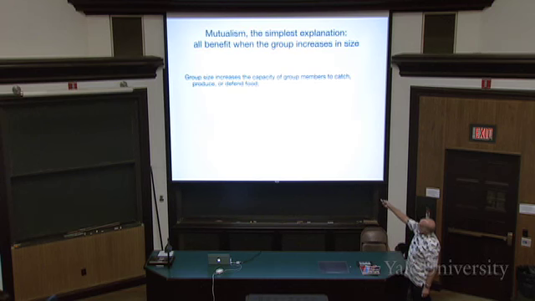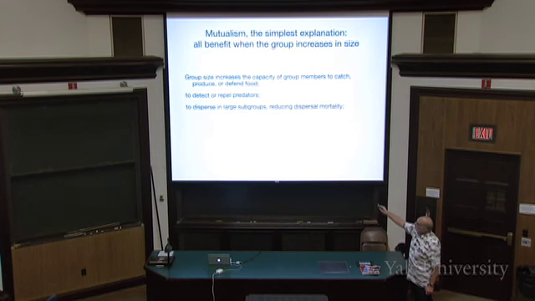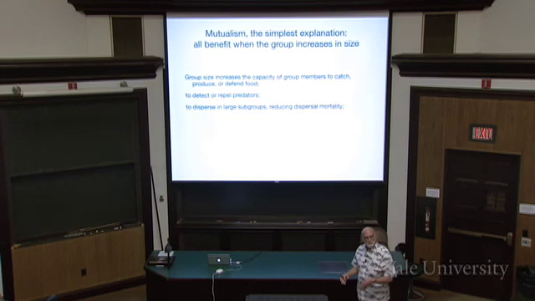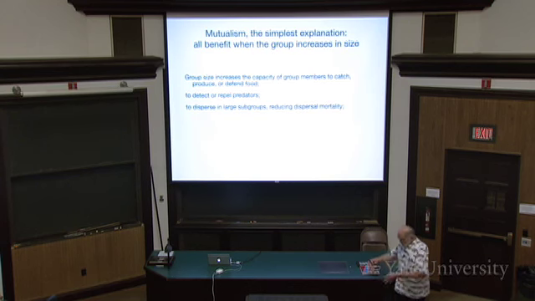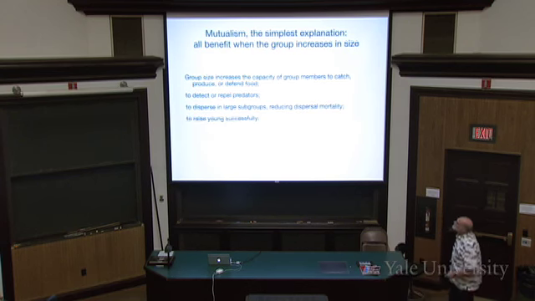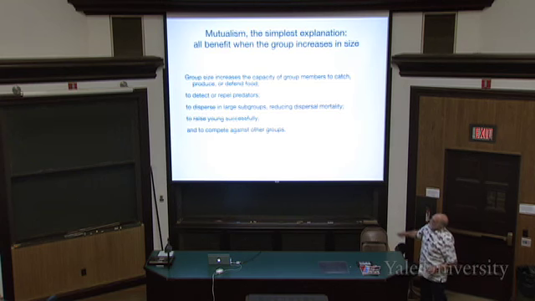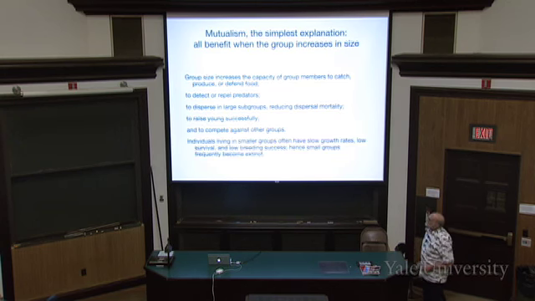Group size increases the capacity of group members to catch, produce, or defend food. By the way, it also increases their ability to detect and repel predators. They can then, when the group splits up and a reproductive module is moving off, it could be 5 or 10 of them rather than 1 or 2 of them, so the offspring group is then safer. They do better at raising young. They do better at competing and defending territories against other groups.